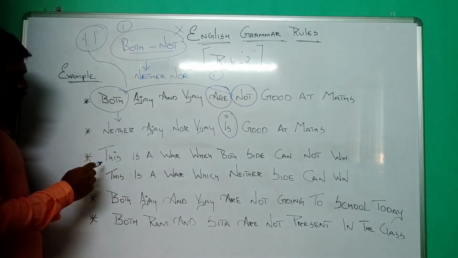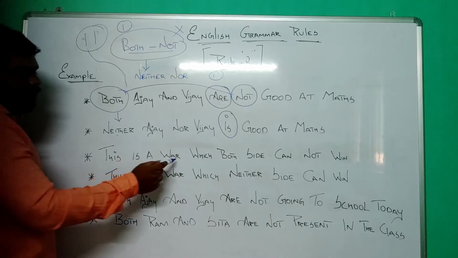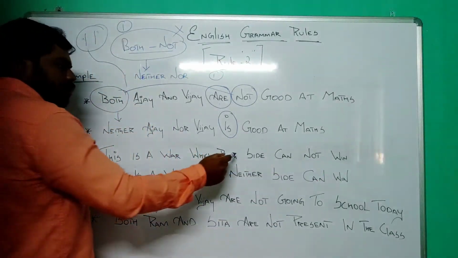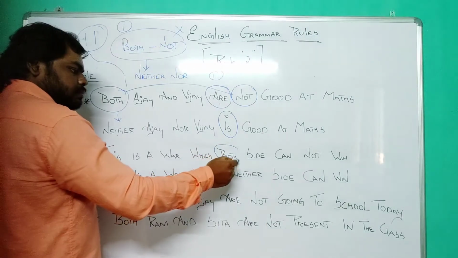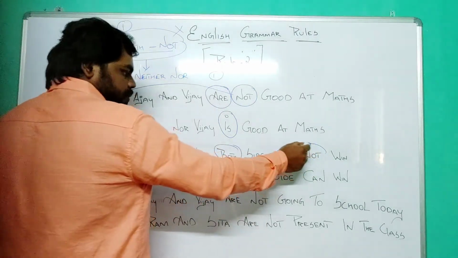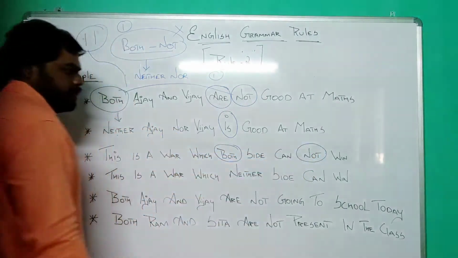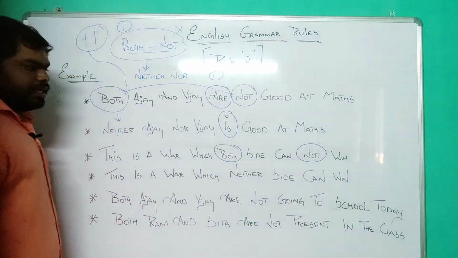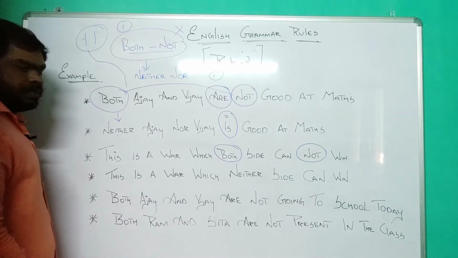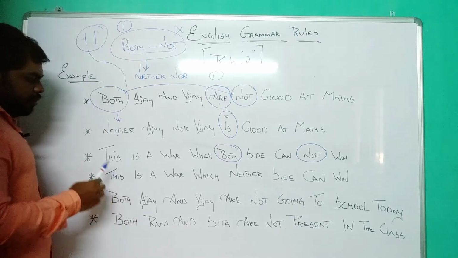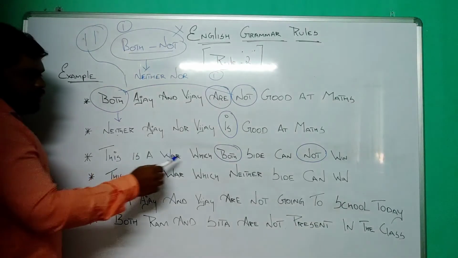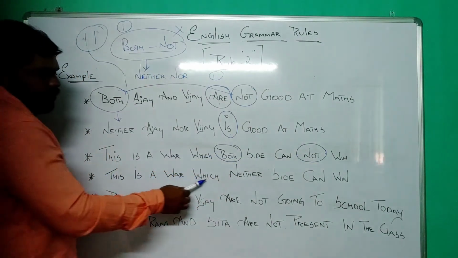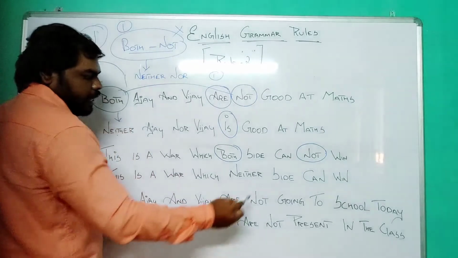The second example is, this is a war which both sides cannot win. Again, we have the words both and not, which makes this sentence a negative sentence. Whenever you see the word not in a sentence, that sentence will be considered a negative sentence, right? So in this sentence, we should improvise it as, this is a war which neither side can win, right?